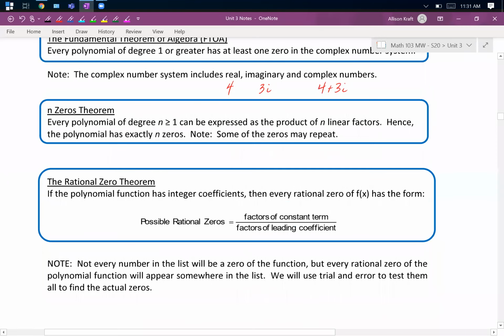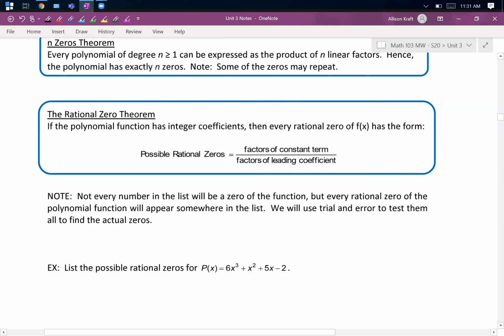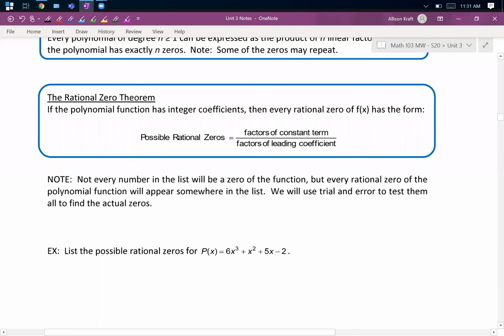The rational zeros theorem, this is one that's new for us for sure, and we are going to be using this quite a bit. The rational zero theorem, also sometimes called the rational root test, says that if the polynomial function has integer coefficients, then every rational zero of f of x has the form.